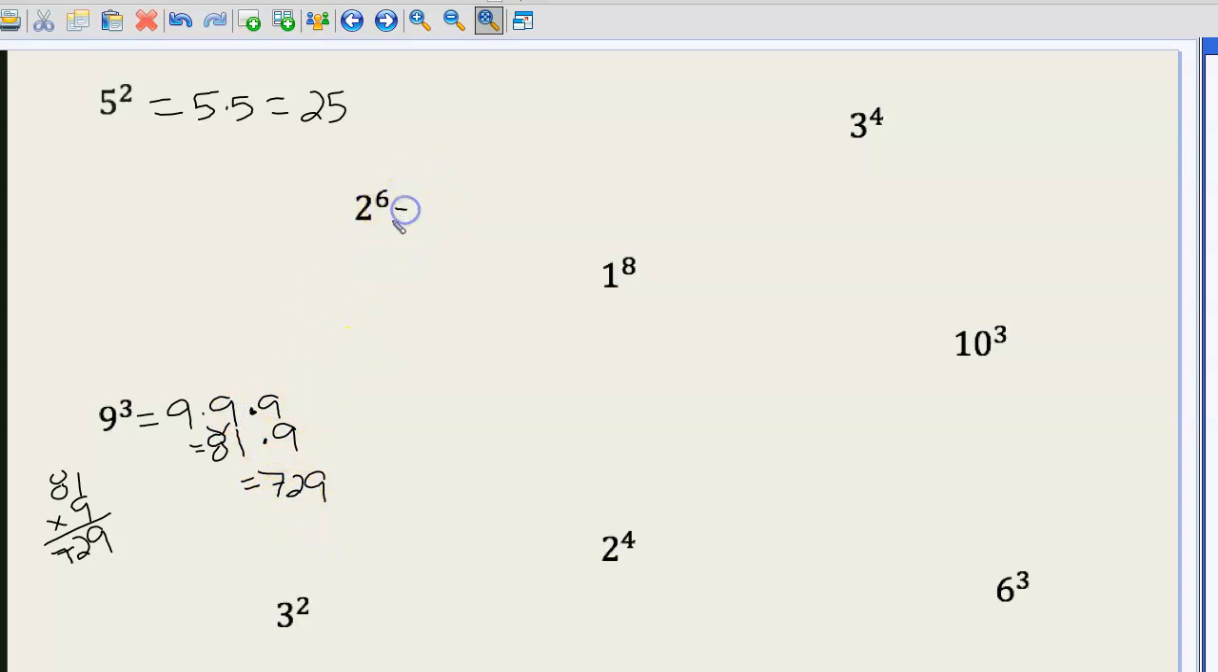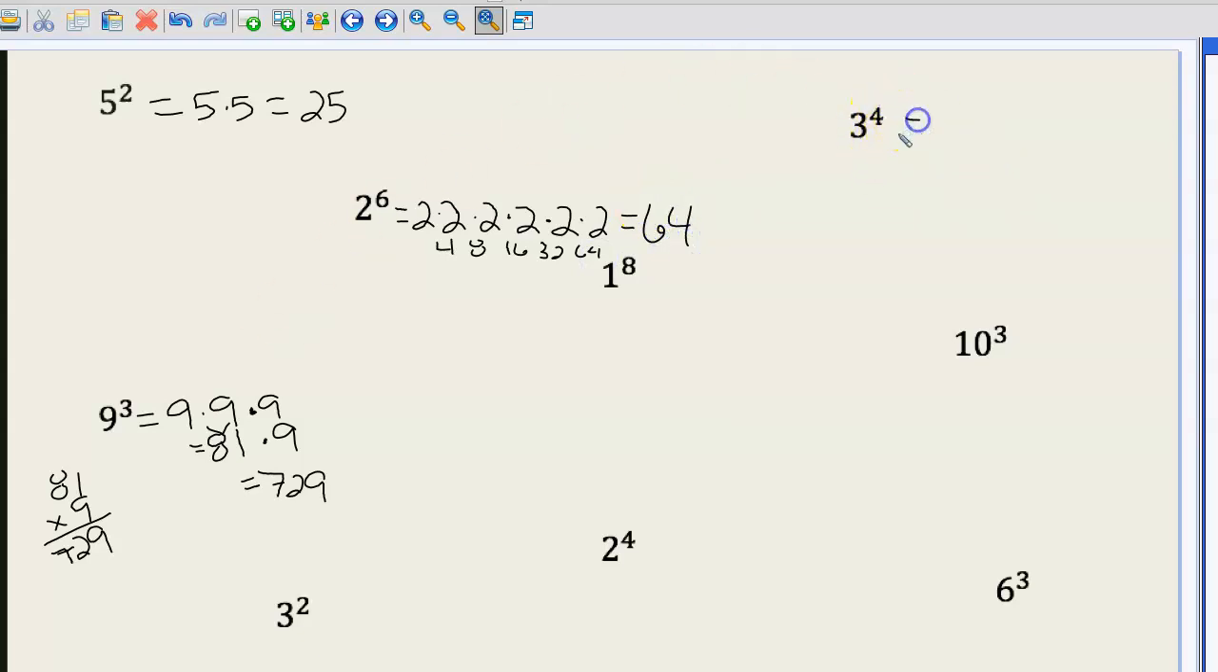So let's do some more. This is 2 to the 6th power, so this would be 2 times 2 times 2 times 2 times 2 times 2. What does that equal? So 2 times 2 is 4. 4 times 2 is 8. 8 times 2 is 16. 16 times 2 is 32. And 32 times 2 is 64. So 64 is our answer.